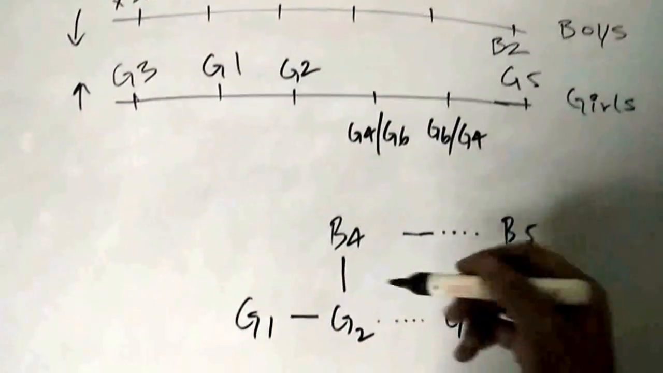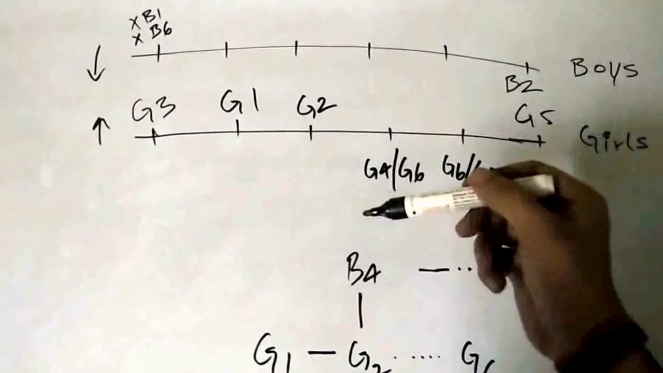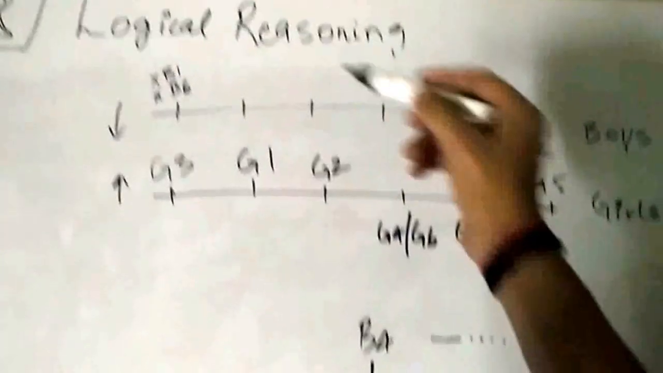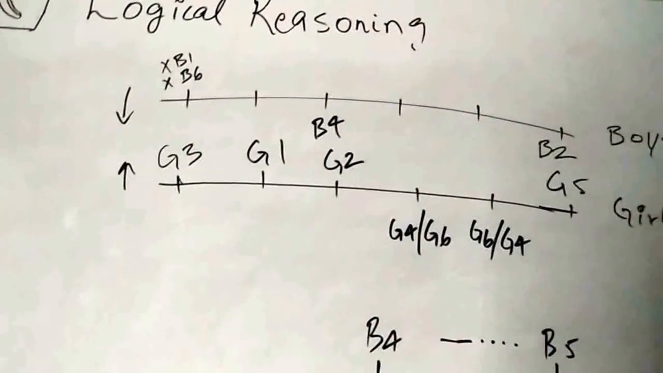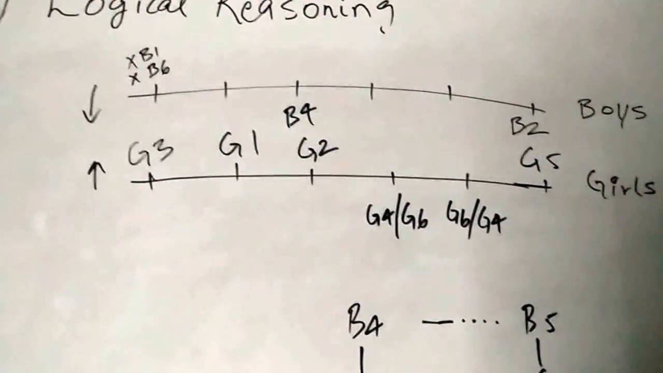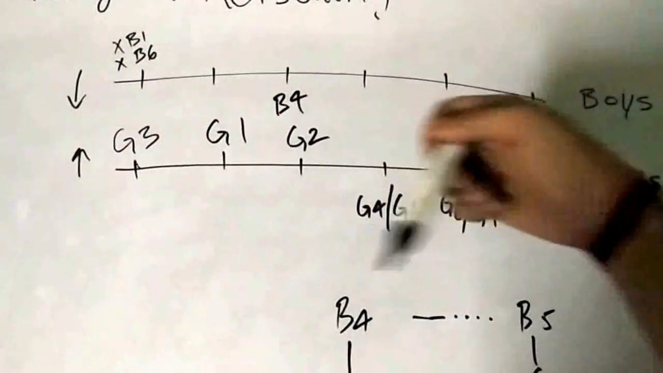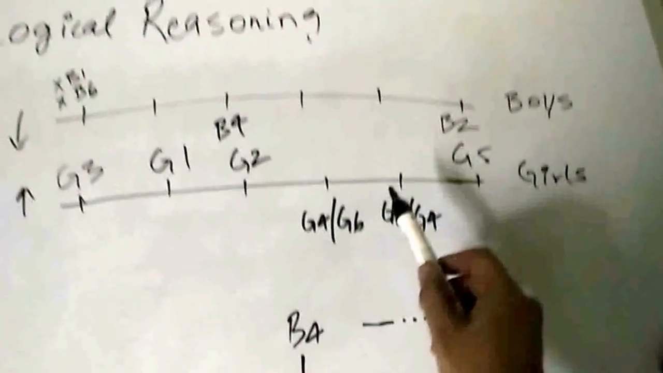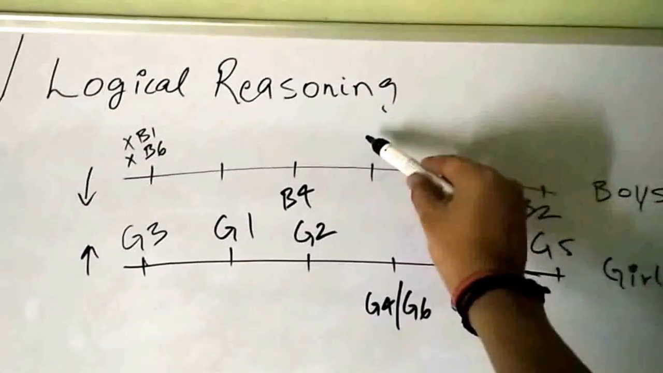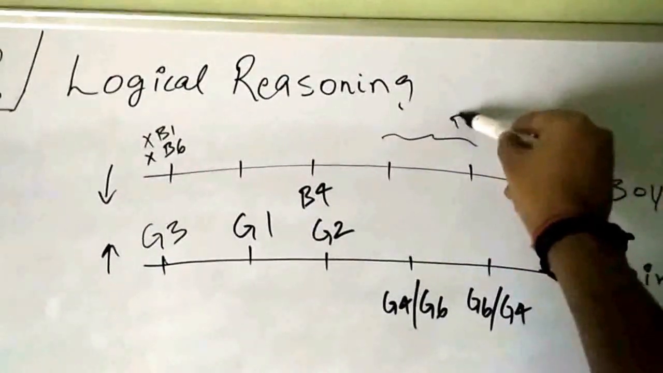Okay, now coming to boys, we can see that B4 is just opposite to G2. So we can say that B4 is here, right? Also B5 must be towards the left of B4 if seen in this direction. So we can say that B5 will be somewhere around here. B5.